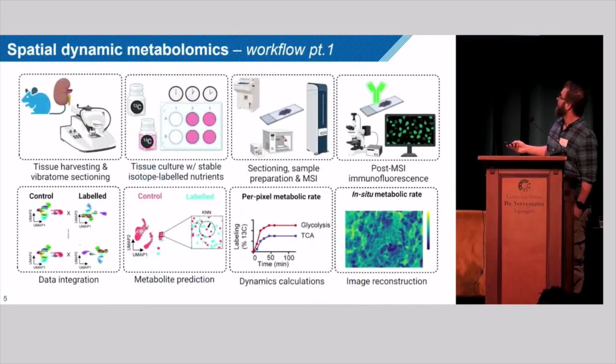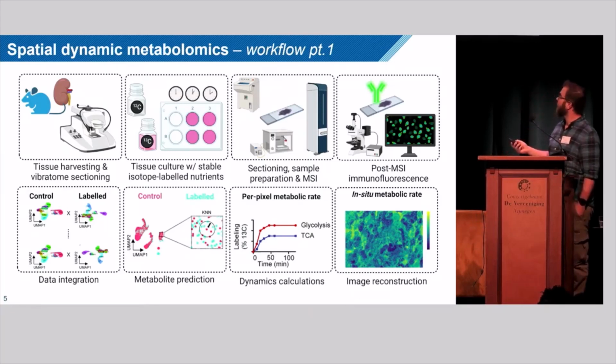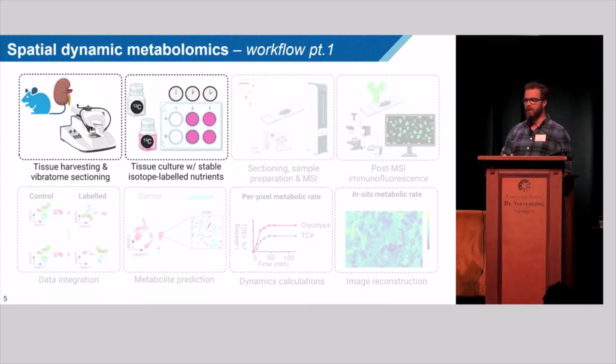So that's what we again set out to do. We have developed this complete workflow. I will walk you through it, don't worry. It's a complex figure, so I will break it into smaller parts. We start by harvesting a tissue from, in this case, a mouse. So we harvested a fresh kidney and subjected that to vibratome slicing.